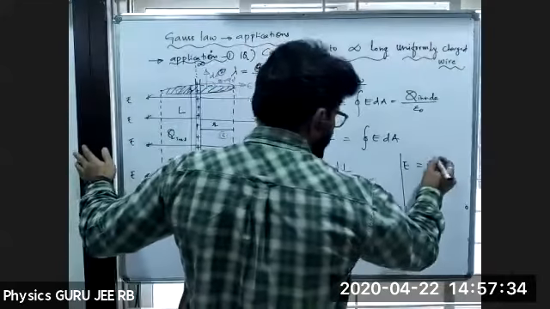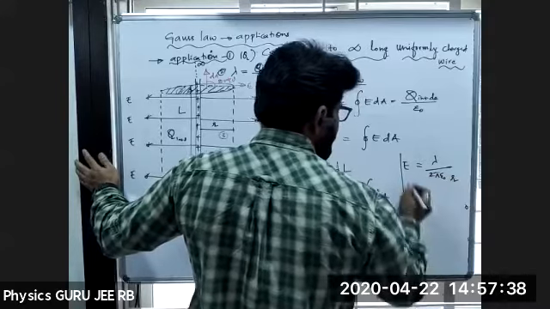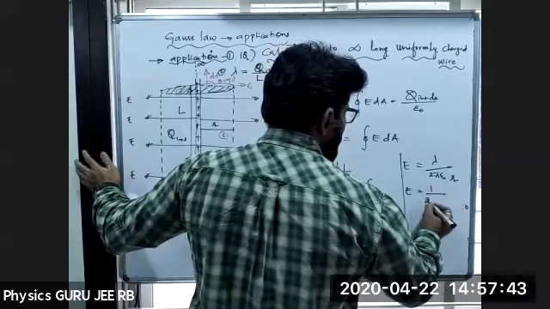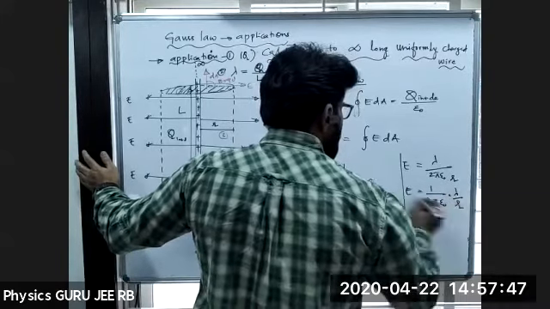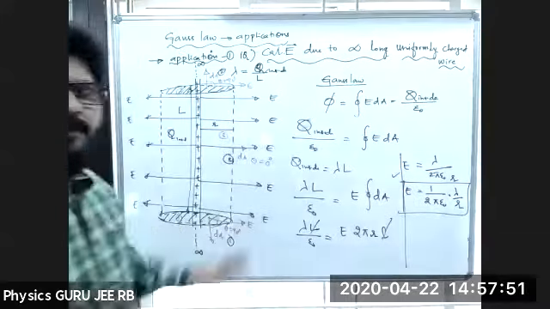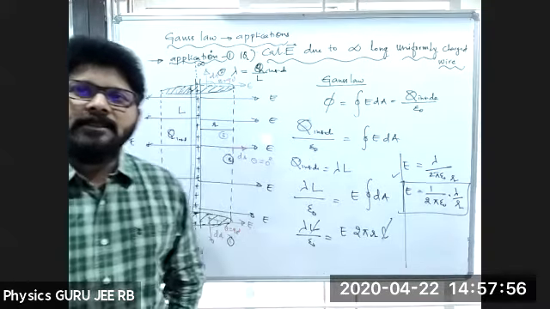Lambda divided by 2 epsilon naught into r. So E is equal to 1 by 2 pi epsilon naught into lambda by r. This is the final expression. Sometimes they will ask it even for 4 marks in your board level examination.